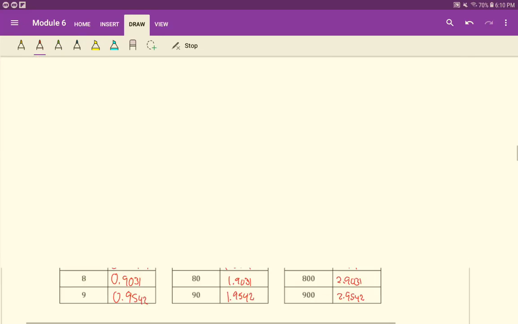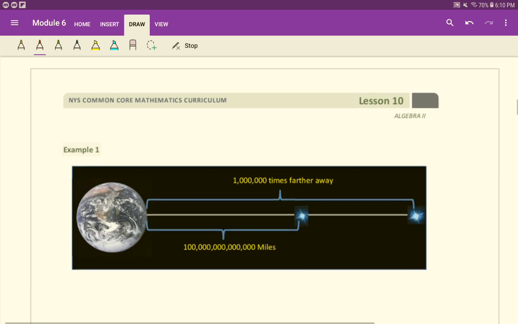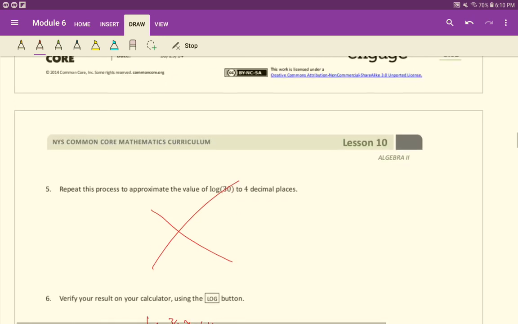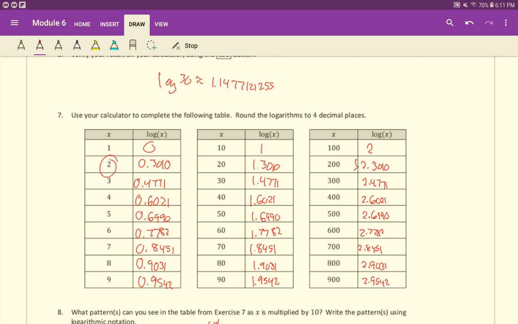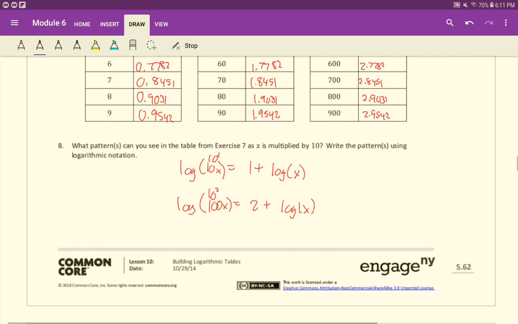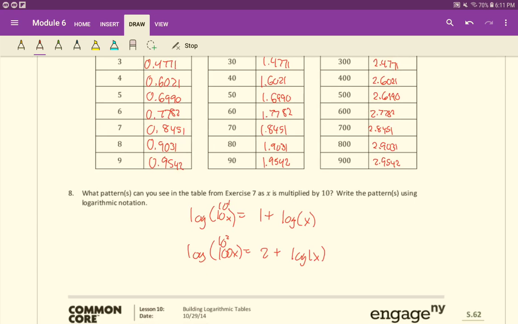Alright, in this next video we will continue our look that we started with building logarithm tables, where we saw a relationship between taking log base 10 of a number, and then doing log base 10 of 10 times that number, so 20 in this case, and then log base 10 of 200. We saw that when you multiply your original number by a power of 10, like taking 8 and multiplying it by 10 to get 80, it takes your answer and adds a 1 to it.